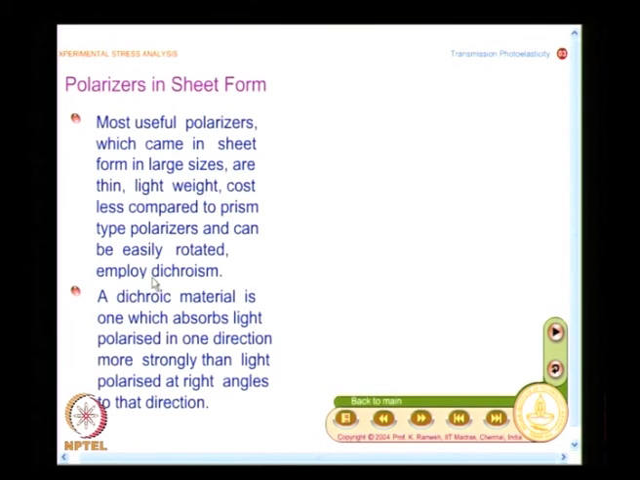And they all have the characteristic called dichroism. And what is dichroism? A dichroic material is one which absorbs light polarized in one direction more strongly than light polarized at right angles to that direction. That is why I am taking this up now. We have to look at crystal optics.